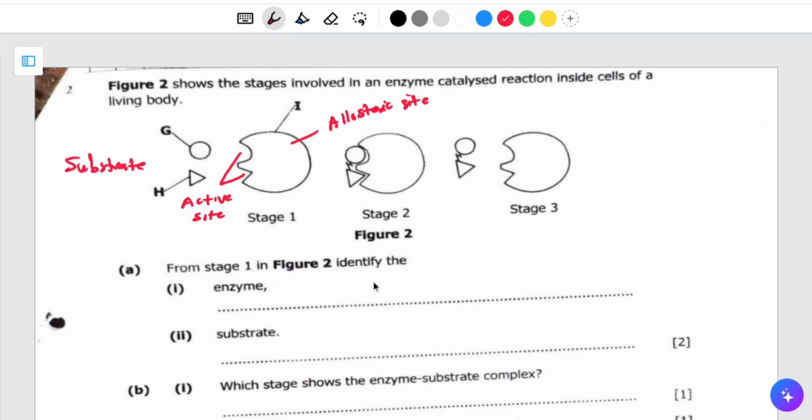So we have to identify which one is an enzyme. We're just going to say I, because I is pointing at this one here, which is an enzyme. Then the substrate, we can say G and H. These 2 are the substrate.